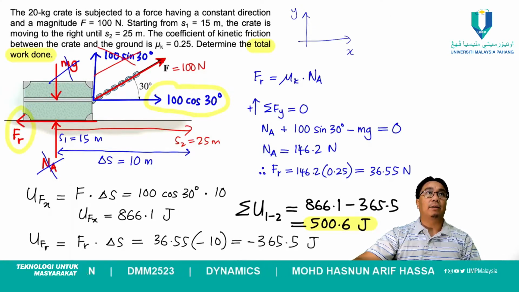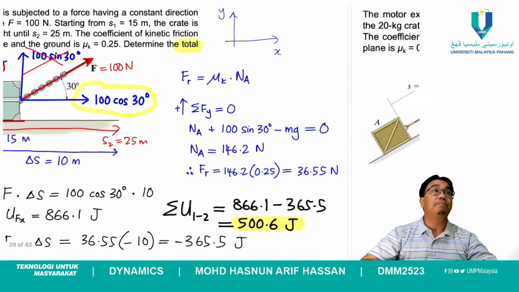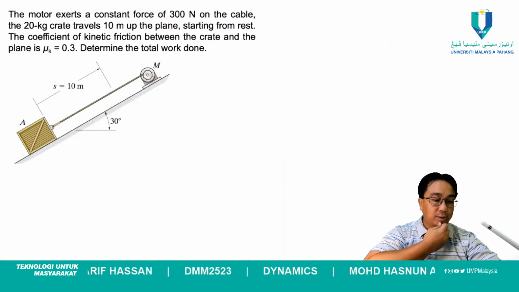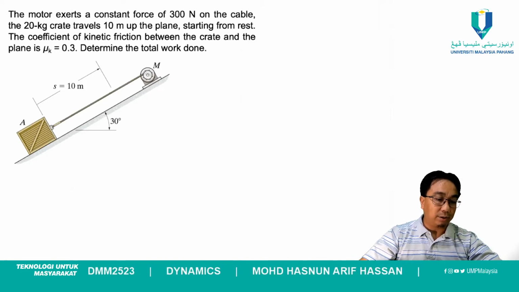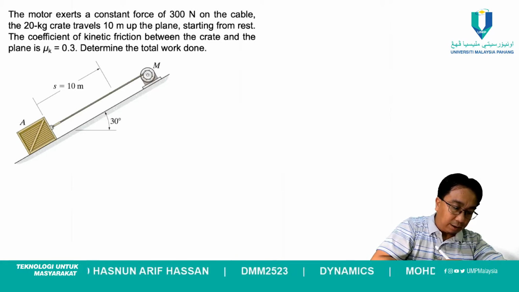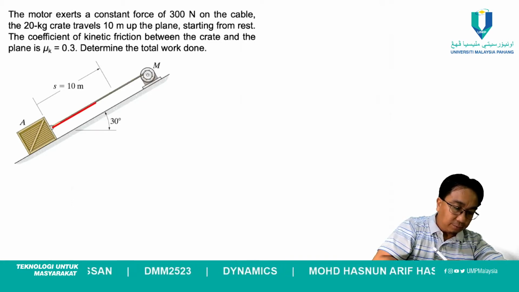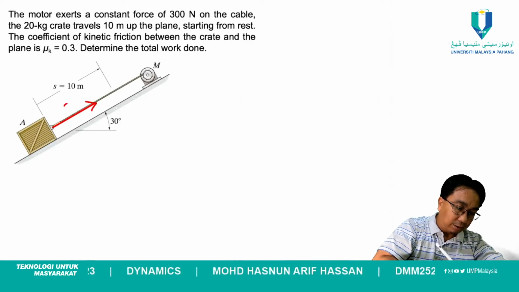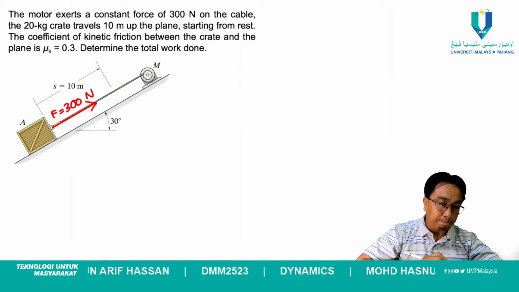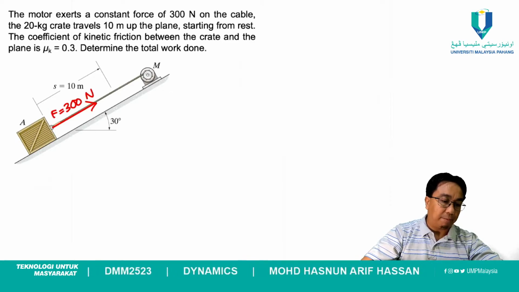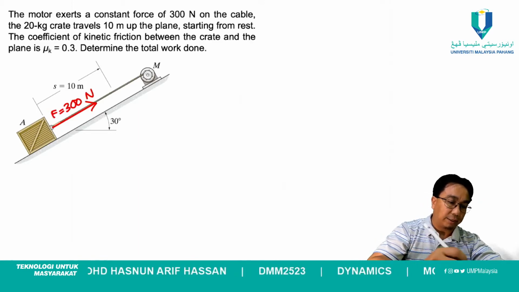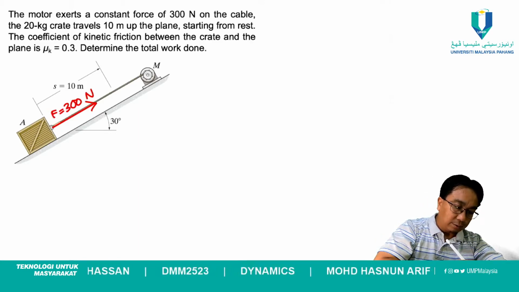Okay, let's look at another example. This is example number 2. The motor exerts a constant force, 300 Newton, on the cable. Let's draw that. There will be a 300 Newton pulling force. Let's call this F. The 20 kg crate travels 10 meter up the plane starting from rest. So we straight away draw the free body diagram.